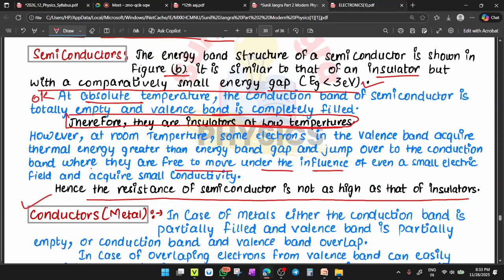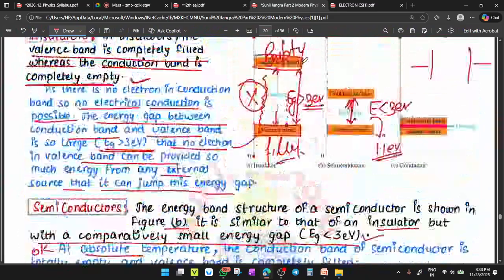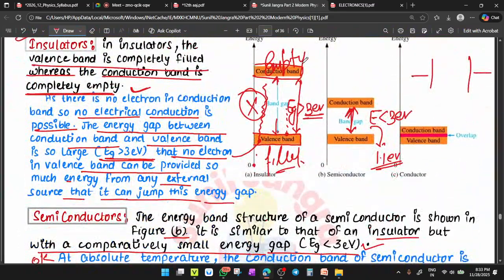Now conductors. Check here the diagram of the conductor. You can see in the conductor the energy gap is almost zero. Even these two bands overlap each other, meaning the conduction band shares some common area with the valence band. Both bands merge together. So the energy gap is almost zero and no band gap exists. So electrons can transit from the valence band to the conduction band very easily.